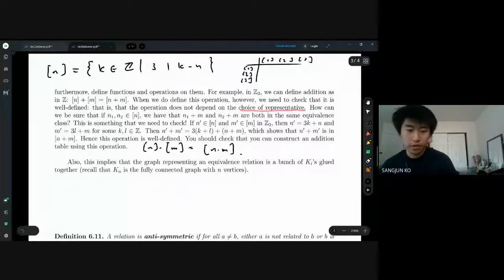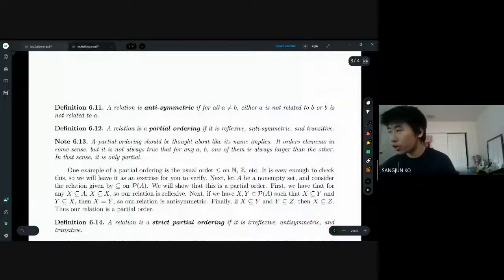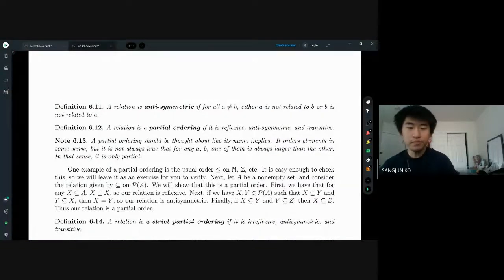So let's move on to the next thing. Now we're going to talk about order relations. Here's our next definition. We say that a relation is antisymmetric if for all A not equal to B, either A is not related to B or B is not related to A.